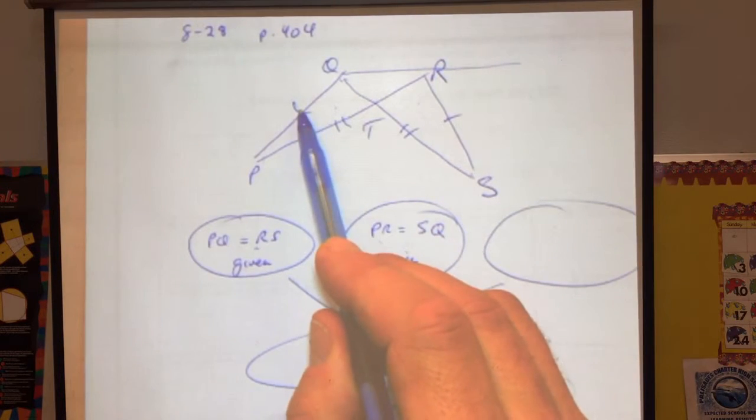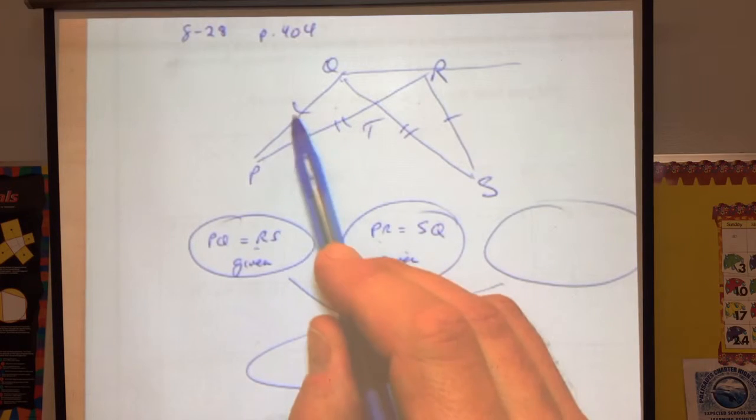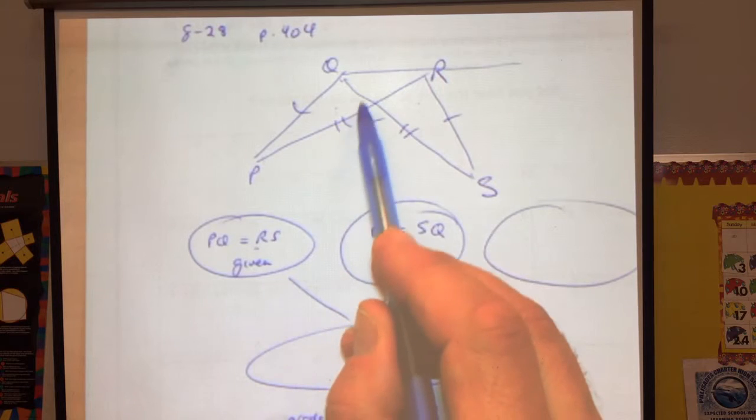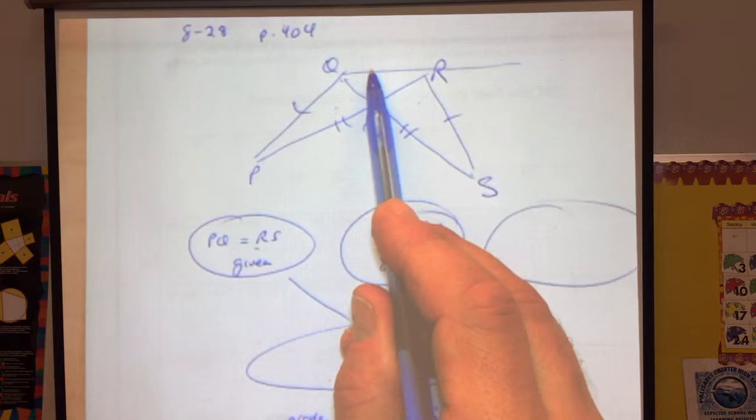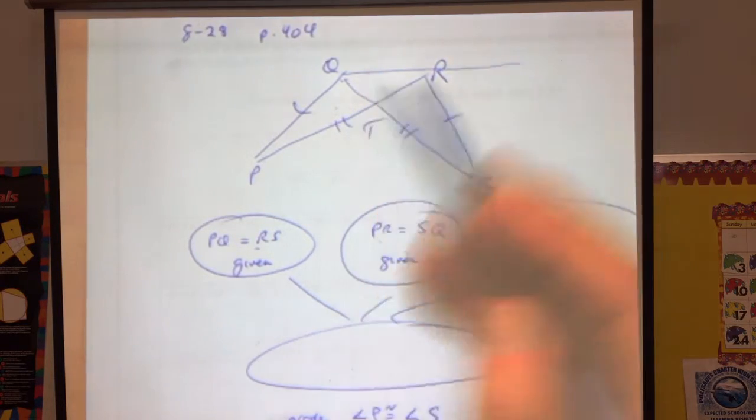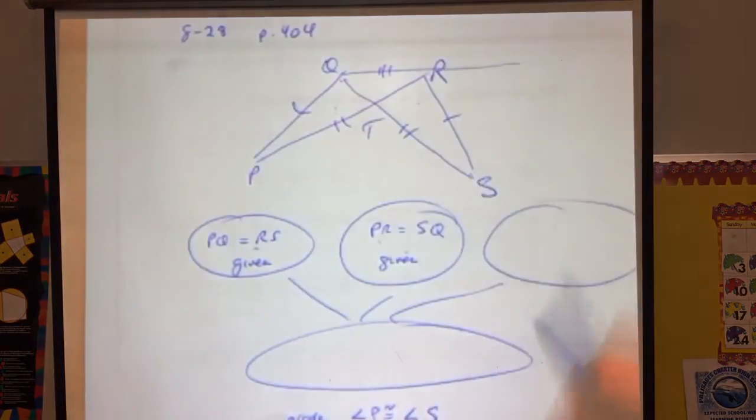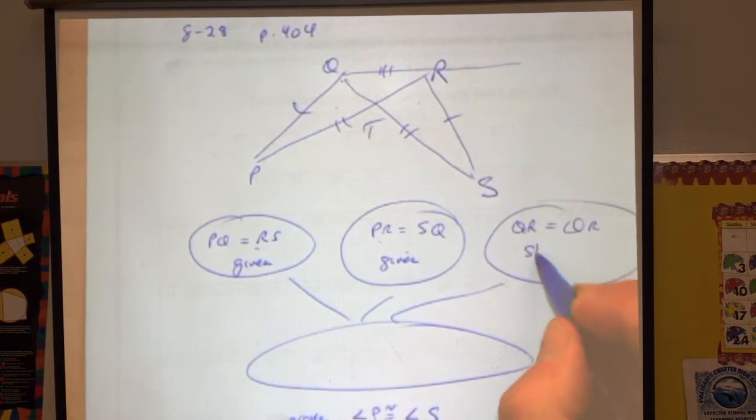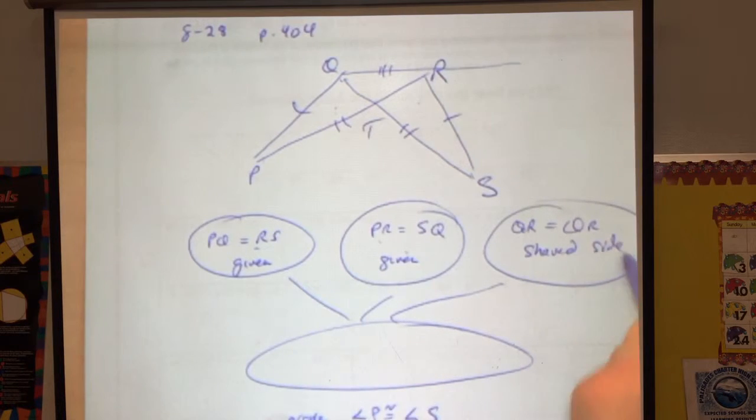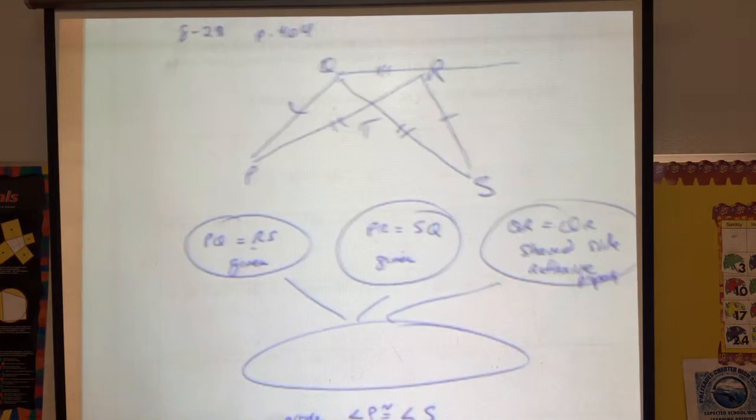I already have S and S. I can do that without my pen leaving the paper. S, S. And what happens if I have this one congruent to itself? Well, guess what? It is a shared side. And look at this, I'm going to make that the third one because QR equals QR, shared side. And I also put reflexive. Reflexive property. It's a reflection of itself. That's one way to think about it.